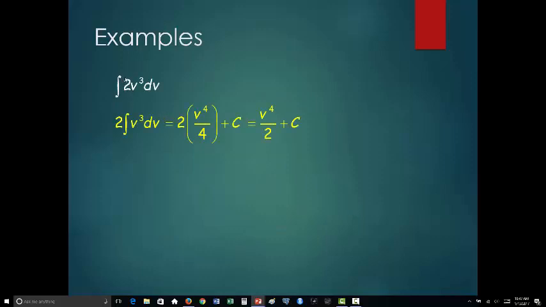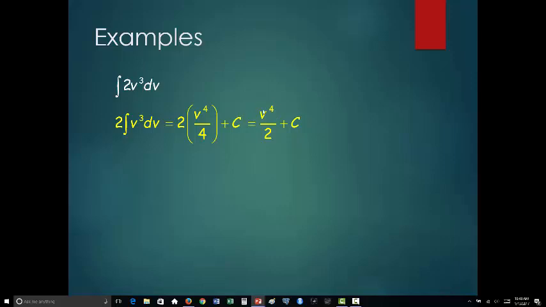So you're going to integrate 2v cubed. Well, the 2 is just a constant, so you can just factor this out. So you get 2 times the integral of v cubed dv. Well, just from there, you just do the general power rule. 3 plus 1 is 4 over 4. The 2 and 4 simplify, and you get v to the 4th over 2 plus c.